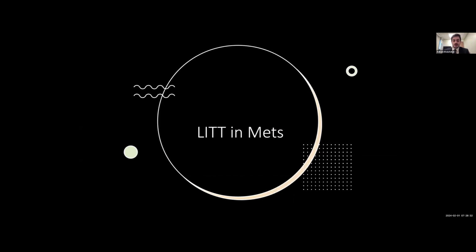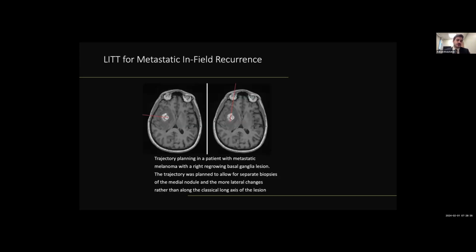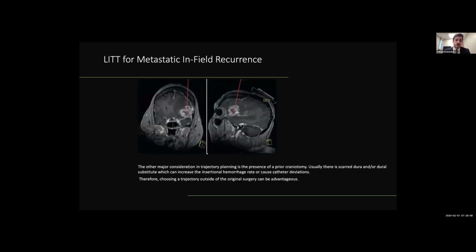So LIT and METs. I'm showing this patient here to understand that there are different trajectories you can access for METs, and it depends on your indications for lasering this, the location, and what you're trying to avoid. You can see that this lesion is just by the internal capsule. So the trajectory you want is one that avoids hitting the internal capsule, but you also want to get a biopsy and an ablation. This is how you change your trajectory from one time to another.